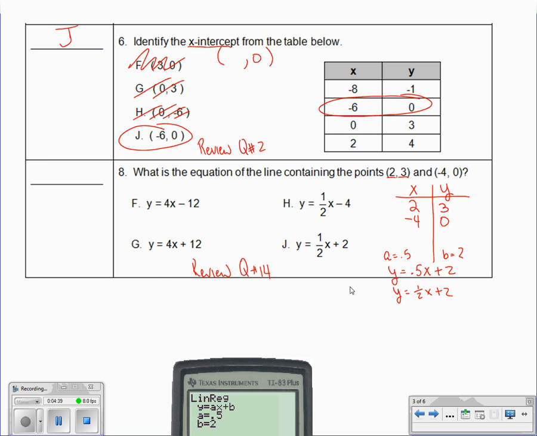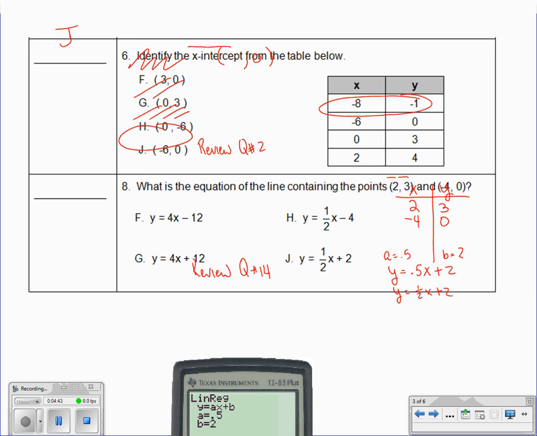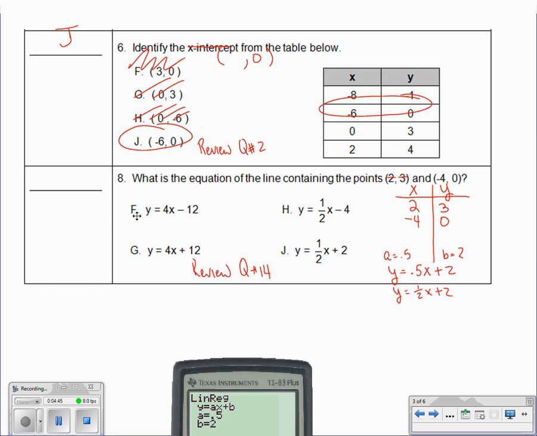So based upon the information that I've gotten, we see F is not it. Apologize for that. F, G, H is not it. Our correct answer is J. It's the only one that has a y-intercept of 2. So number 8 is J.